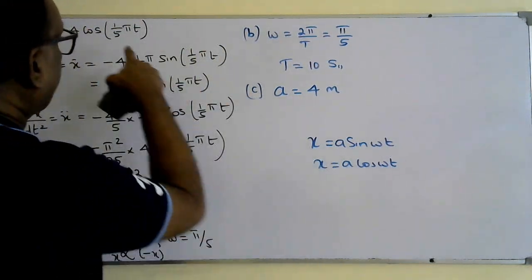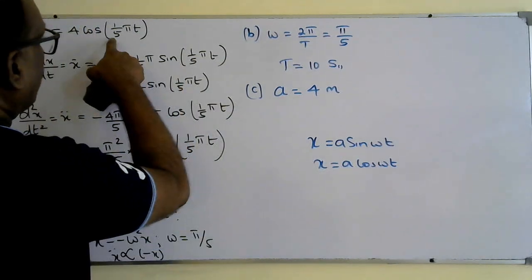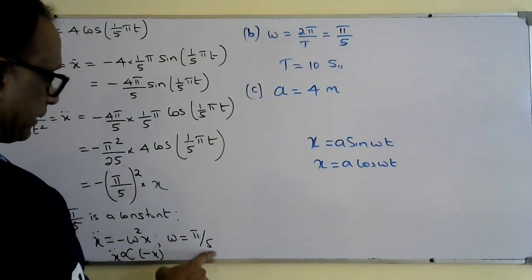Even by comparing it, we can find omega. We got that omega equals pi by 5.